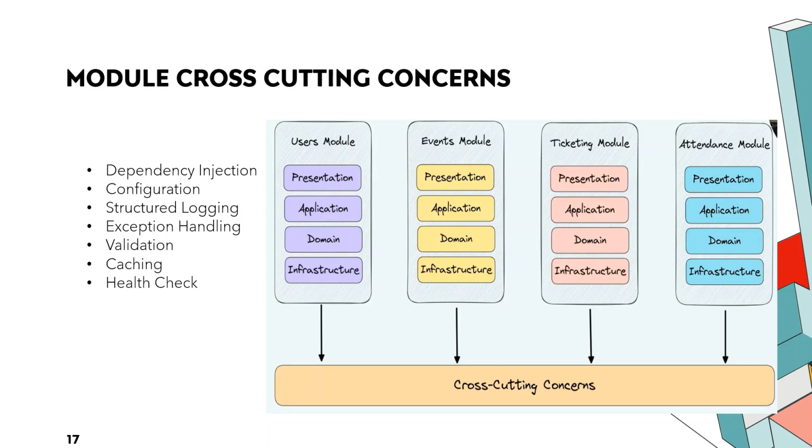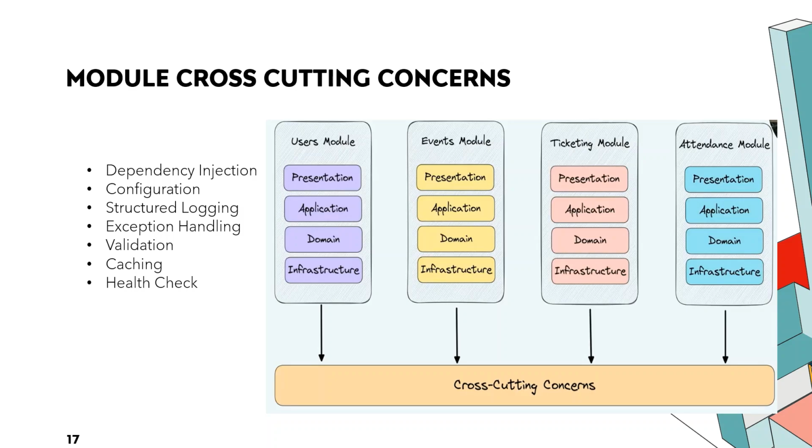What are those module cross-cutting concerns that we can have? Let's say, for example, we have the user module. This user module is using clean architecture. You can see there is a presentation layer, application layer, domain layer, and infrastructure, and it has a dependency on the cross-cutting concern, as well as the events module, the ticketing module, the attendance module, and other modules that you can add. They should have a dependency on the cross-cutting concern. And what are those cross-cutting concerns?